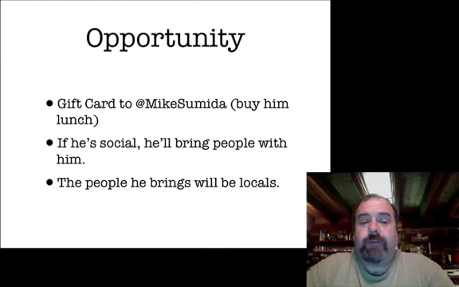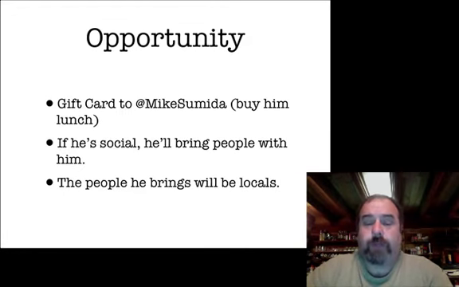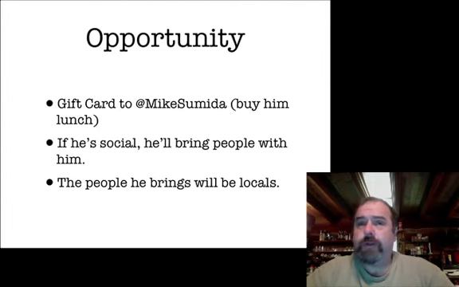If we give a gift card to Mike, basically we offer to buy him lunch, then he's going to come to Freshie at least once, and chances are he's going to bring some of his coworkers with him, and chances are those coworkers are going to be local people who work for Healthways. So this is a great way for us to gain exposure to a number of local people who do go out to lunch. That would be a good strategy for us, and it's a very easy thing to do.